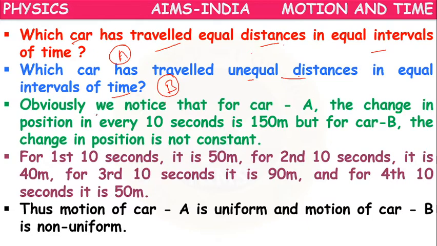Why? We have noticed that for car A, the change in position for every 10 seconds is 150 meter. But for car B, for the same 10 seconds, the change in position is not constant. For first 10 seconds it is 50 meter. Next 10 seconds it is 40 meter. In the third case it is 90 meter. Fourth case it is 50 meter. So car A is exhibiting uniform motion. Car B is exhibiting non-uniform motion. That we can conclude.